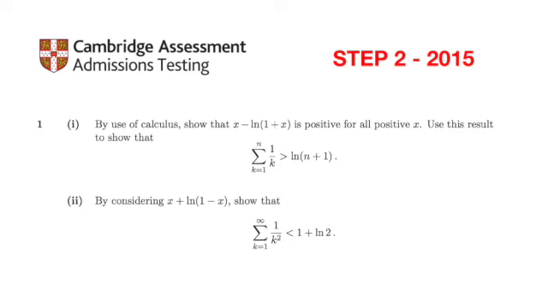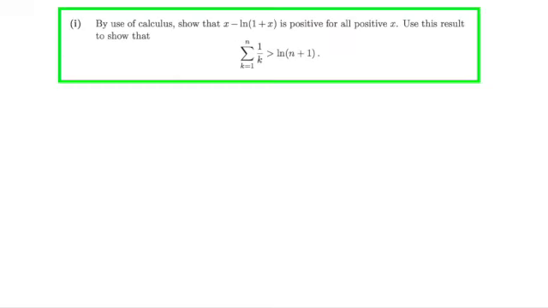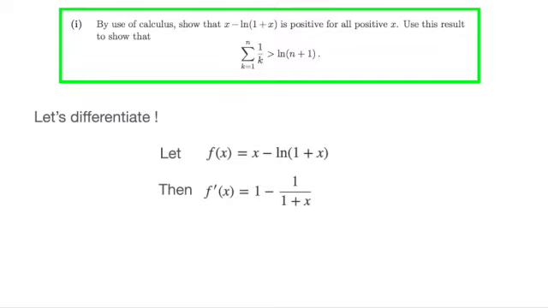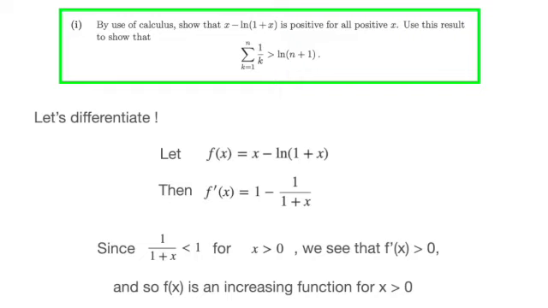In this episode of STEP series, let's take a look at this question from the second paper of 2015. The first part requires us to use calculus to show that x minus ln 1 plus x is positive for all positive x. When it comes to calculus, it could only mean differentiation and integration, and in this case, we should go for differentiation. We can see that f prime x is 1 minus 1 over 1 plus x, and this is always larger than 0 for any positive x.